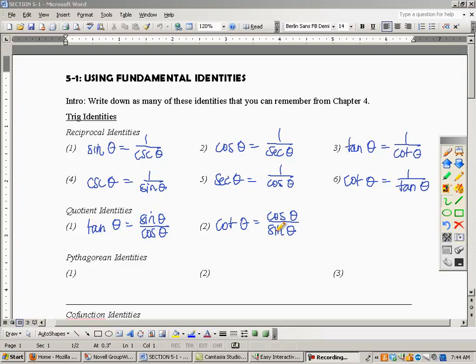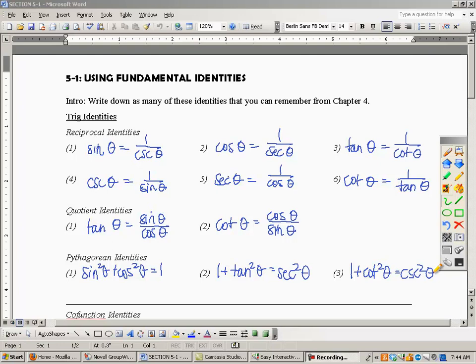The Pythagorean identities, we gave you 2 of them last chapter. This chapter, you need to know all 3. The first one is that the sine squared plus cosine squared equals 1. And that's the one we use the most often, and we'll use the most often in this chapter as well. The second one, now you need to know this: 1 plus tangent squared equals secant squared. And the third one, 1 plus cotangent squared equals cosecant squared.